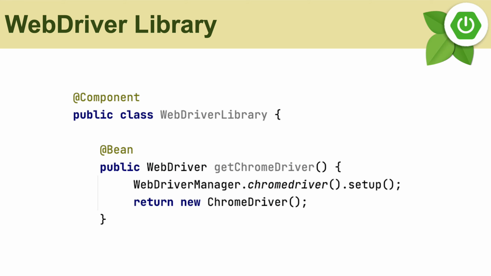So the WebDriver library that we'll be designing is going to look something like this. We're going to create a class, and then we'll be calling it either a component or a configuration, up to you. And then we're going to create a bean. You can see that there is something called @Bean there. And then we'll be creating a method like getChromeDriver, which is going to create a Chrome driver using WebDriver manager. So it's better to use WebDriver manager.